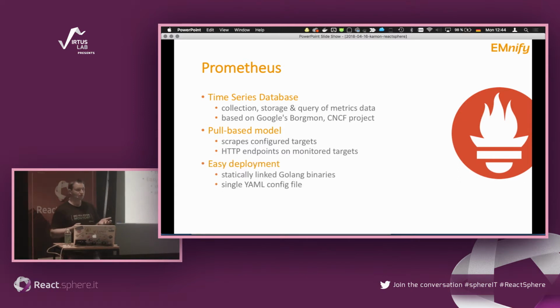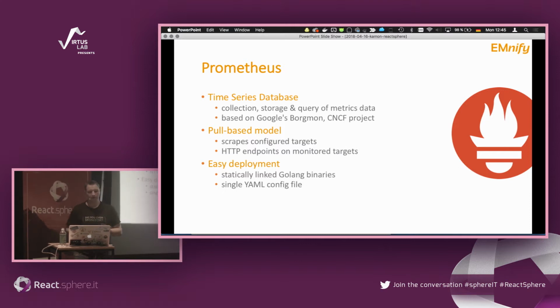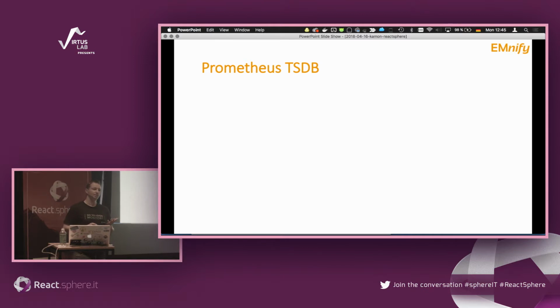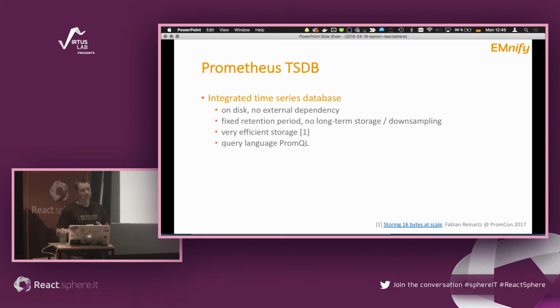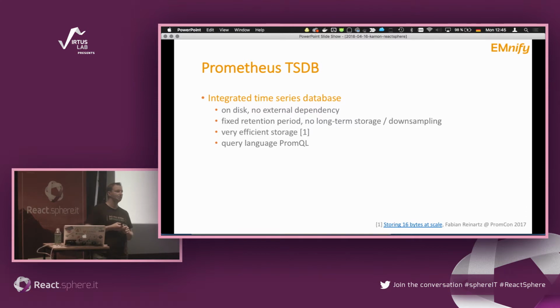Prometheus is super easy to deploy. It's a statically linked Go binary and a very tiny YAML file. Those two things, and you're ready to go. If you need alerting, Prometheus also has an answer for this. But a few more details about the integrated time series database. The reason why it's that easy to deploy is, well, it writes all this data just on disk. It has no external dependency like Cassandra or something that you need for other time series databases.